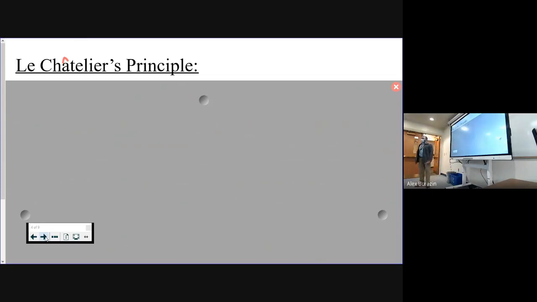7/9. Le Chatelier's principle has this fancy little caret over the A. I don't know what that's called. I'm not sure what it does to the pronunciation either. I don't speak Frenchy. I only know, what do I know?